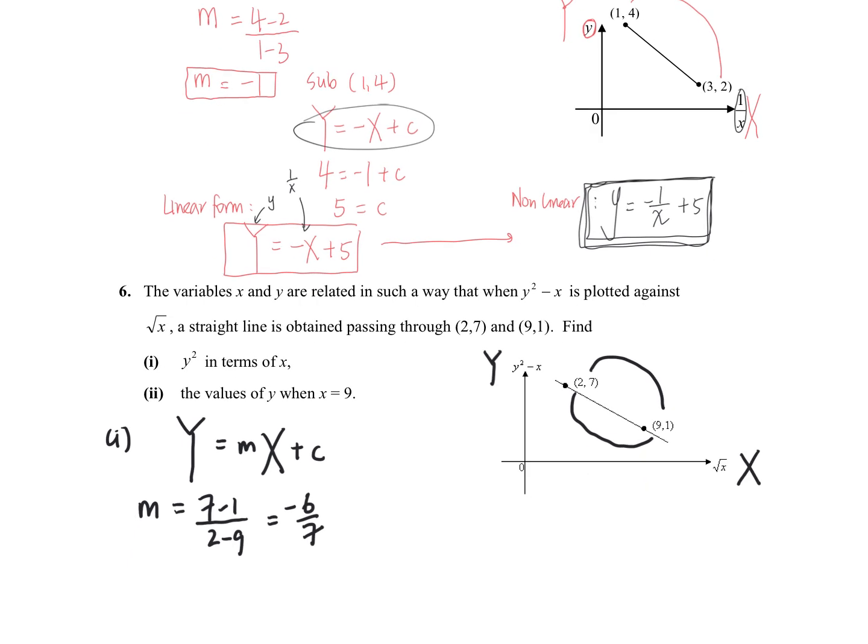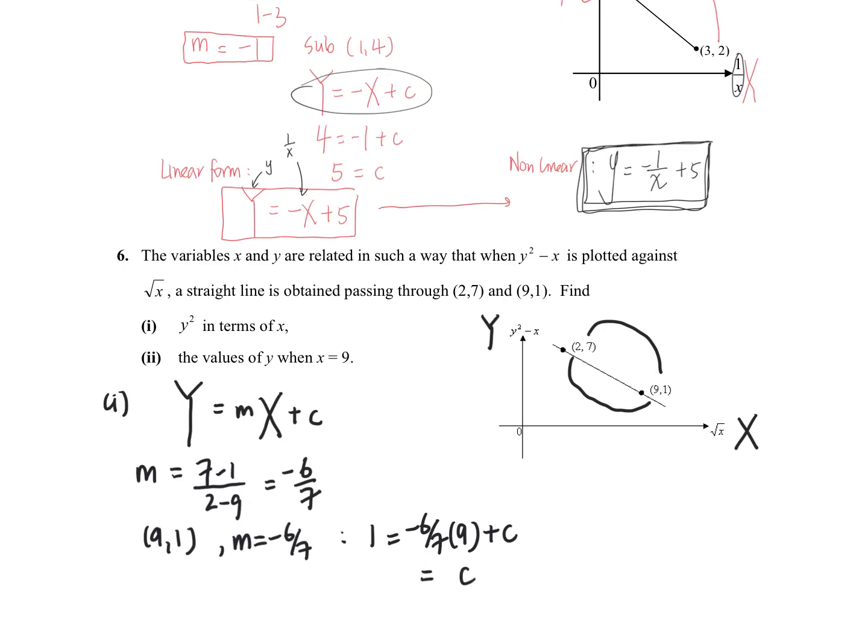In order to solve for c, I plug in one of the points, let's say this one, (9, 1), and the gradient. So let's plug into the equation: 1 equals negative 6 over 7 times 9, plus c. Your c happens to be not such a nice number. It will be 61 over 7.